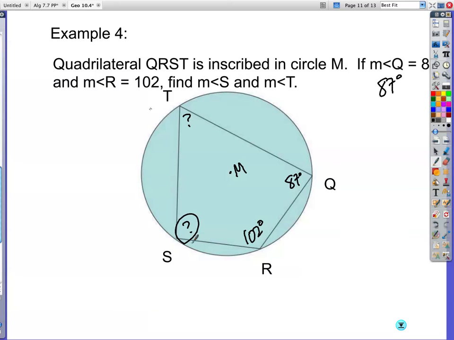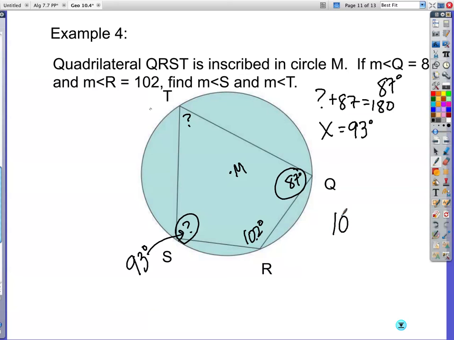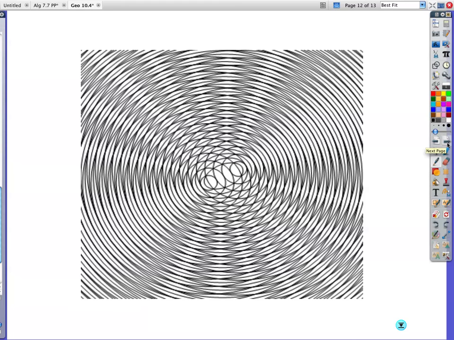Well, this angle plus this angle have to add up to 180. So I subtract 87 from both sides, I should have 93 degrees. So this is going to be 93 degrees. This angle and this angle have to add up to 180. So 102 plus, I'm going to call this y, equals 180. So I subtract 102 from both sides, I get 78 degrees. So this is going to be 78 degrees. Yep. And of course, we'll have to use that information to do other problems. And that ends this lesson.